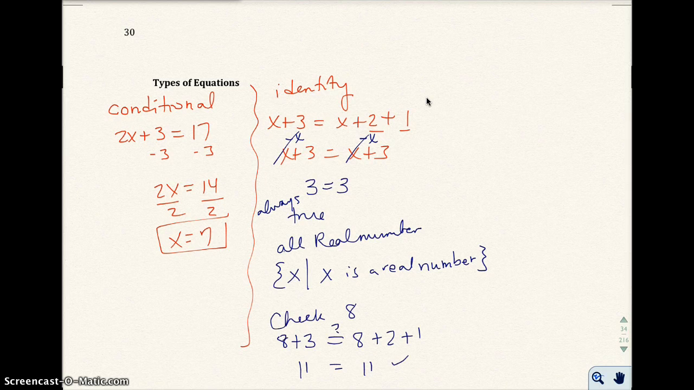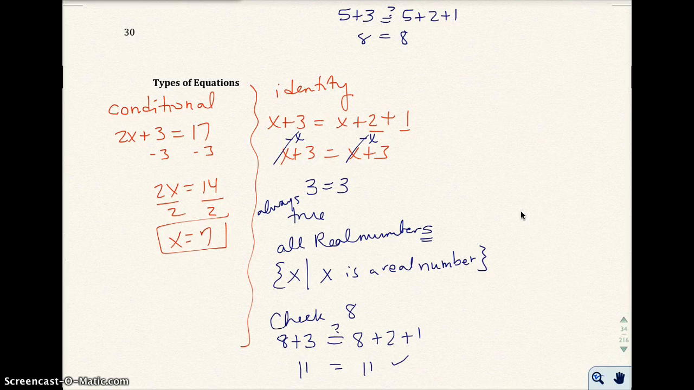What if your favorite number were 5? Let's check 5 in there. 5 plus 3, does that equal 5 plus 2 plus 1? I get 8 equals 8. So I could do this all day long. I could take every one of you in this class and ask for your favorite number, put it into here, and you'll always get a true statement. So that's what it means by all real numbers.